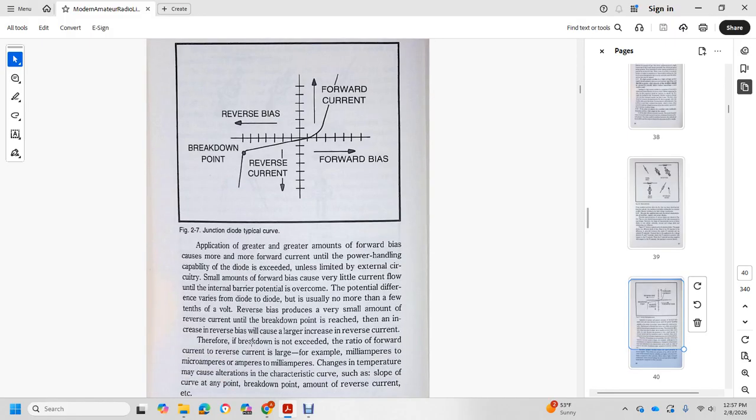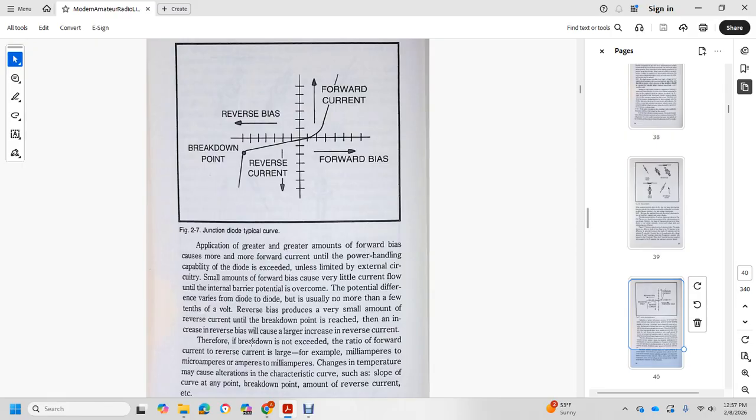Applications graded with greater amounts of forward bias call for more forward current, until the power handling capability of the diode is achieved, unless limited by external circuitry. A small amount of forward bias causes very little current flow until the internal barrier potential is overcome. The potential difference varies from diode to diode, but is usually no more than a few tenths of a volt.